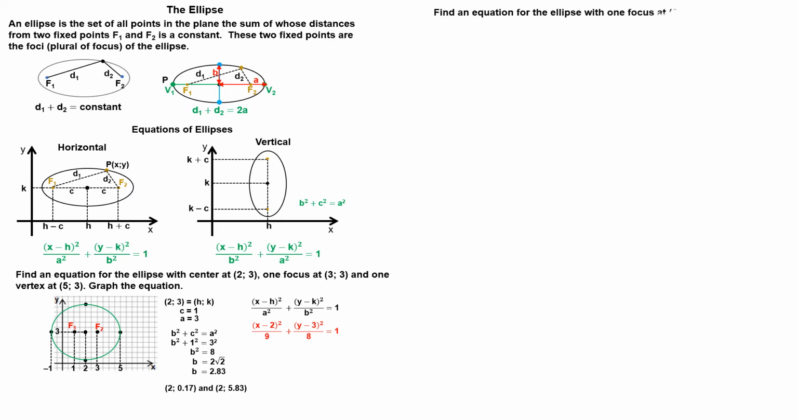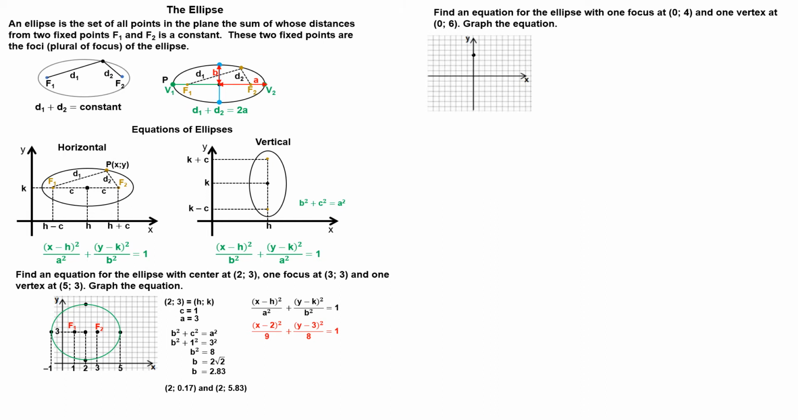Find an equation for the ellipse with one focus at (0, 4) and one vertex at (0, 6). Graph the equation. We start by plotting the focus and the vertex. If the coordinates of this vertex are (0, 6), the coordinates of the other vertex are (0, -6), and the coordinates of the other focus are (0, -4).